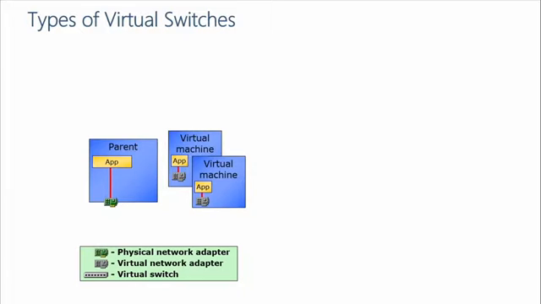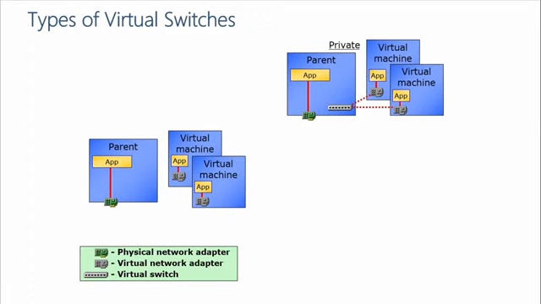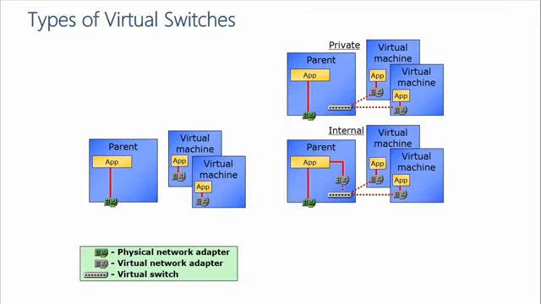I've got a parent and two virtual machines. The parent has a physical adapter. The virtual machines have virtual adapters. With a private switch, you can see the switch is created in the parent, but the parent has no access to it, only the virtual machines do. With internal, the parent gets a virtual adapter, and it can, using standard TCP/IP protocols, talk to both the clients and to itself as well. And you can optionally inject NAT, as I mentioned.